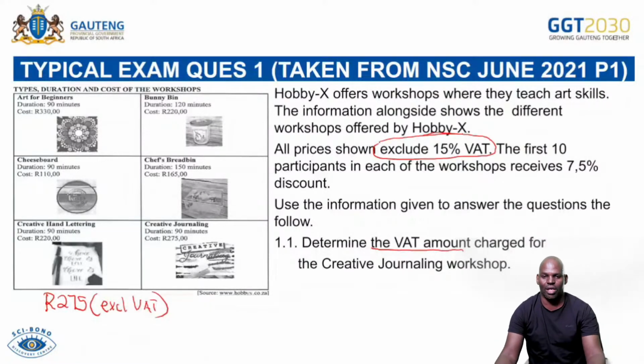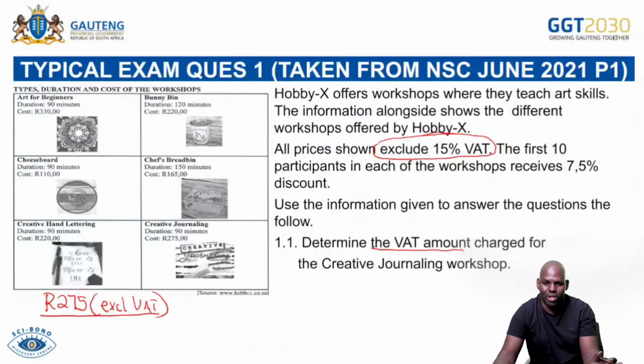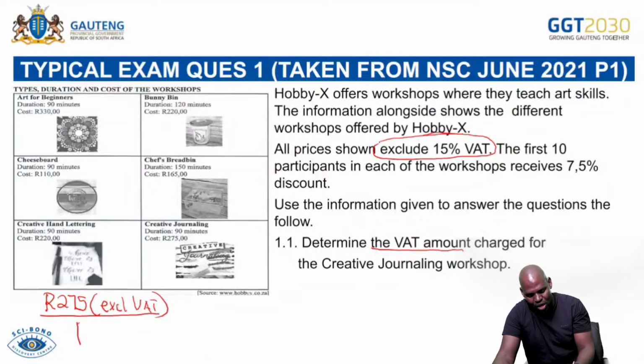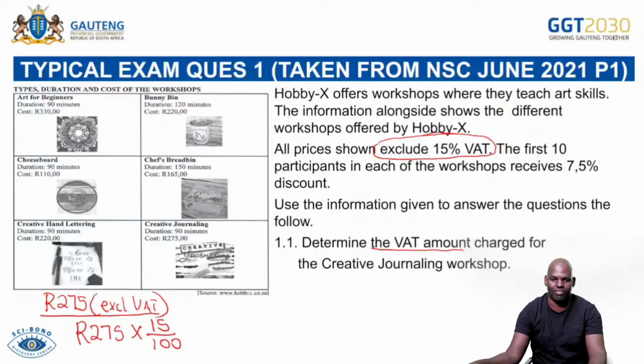Now the question is, how do you calculate a VAT amount from an amount which is excluding VAT? If you remember what we have already discussed in your class, you will know that in this case we must take 275 rand and multiply by 15 over 100, or some of you can just say 275 rand multiplied by 15%.